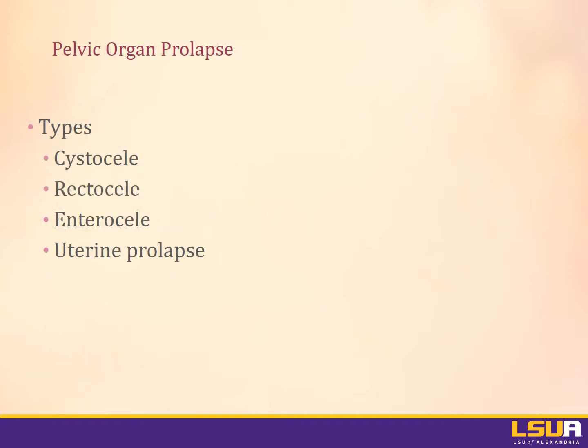So these are the types again. Cystocele, that's around the urinary area. Rectocele, you know where that is. Enterocele can happen in between the cystocele and the rectocele, or a total uterine prolapse.